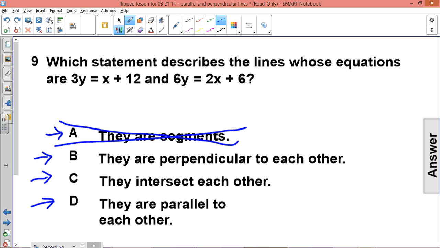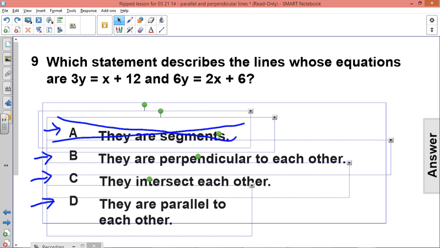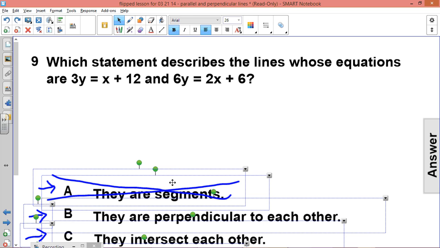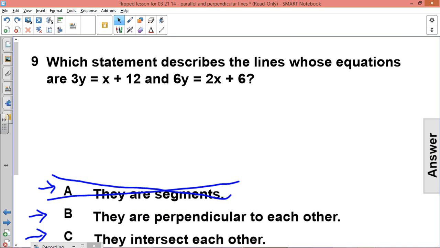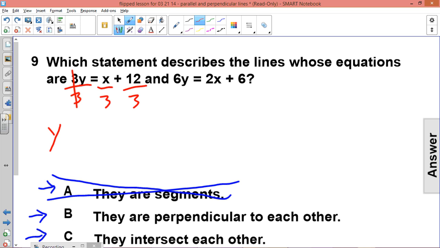All of these I can answer by finding my slopes. I don't know which of these choices are correct until I actually find my slopes. I'm going to give myself some more room. I need to find the slope of each of these, which means I need to move these equations around to get y equals. This first one, all I have to do is divide by 3, divide by 3, divide by 3. I get y equals 1/3 x plus 4. So the slope of the first one is 1/3.